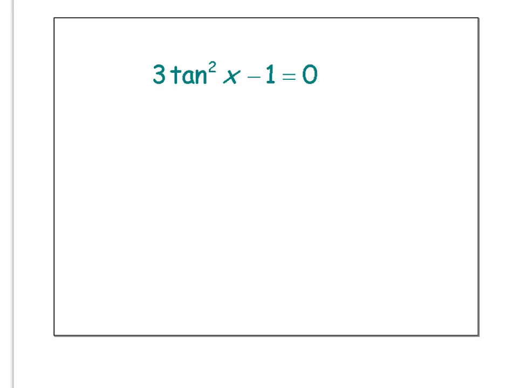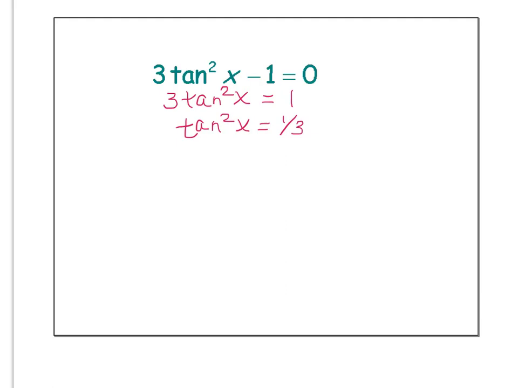So we will begin by moving 1 to the other side through addition. So this becomes 3 tangent squared x equals 1. Then I'll divide both sides by 3. This becomes tangent squared x equals 1/3.